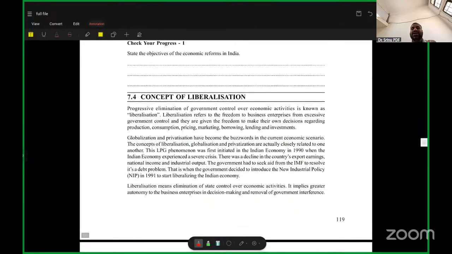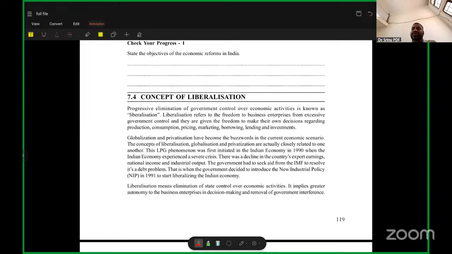What is the meaning of liberalization? Liberalization means the progressive elimination of government control over economic activities. It refers to freedom for business enterprises from excessive government control, and they are given the freedom to make their own decisions regarding production, consumption, pricing, marketing, borrowing, lending, and investment.